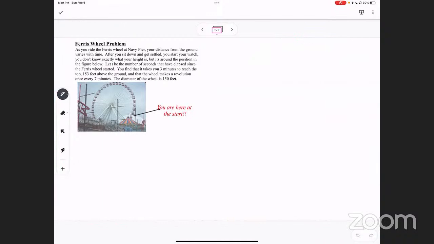Okay. So as you ride the Ferris wheel at Navy Pier, your distance from the ground varies with time. After you sit down and get settled, you start your watch. You don't know exactly what your height is, but it's around the position in the figure. So that's where you start. Let t be the number of seconds that have elapsed since the Ferris wheel started. You find that it takes you 3 minutes to reach the top.